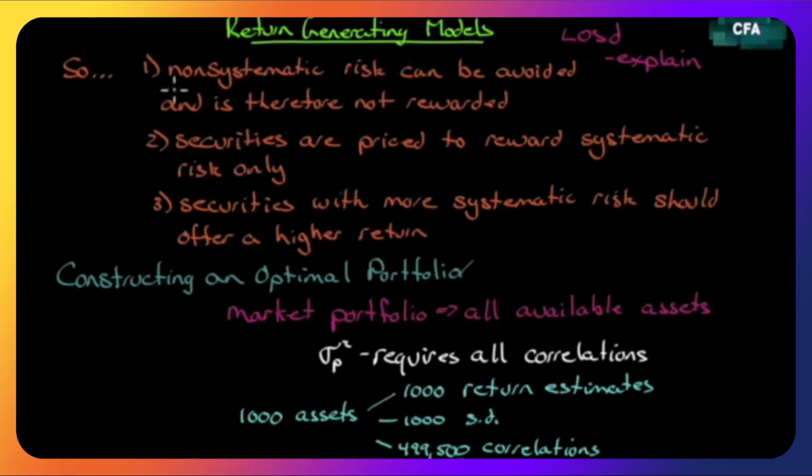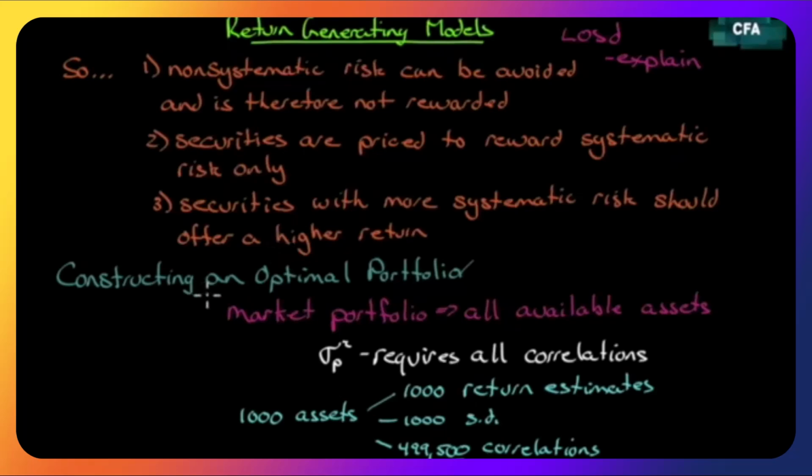So what do we know? Number 1, non-systematic risk can be avoided and is therefore not rewarded. You can agree or disagree with that, but that's the conclusion we've gotten to. Number 2, securities are priced to reward systematic risk only. Number 3, securities with more systematic risk should offer a higher return. Fabulous. There are the 3 points that we've made in our last learning objective.